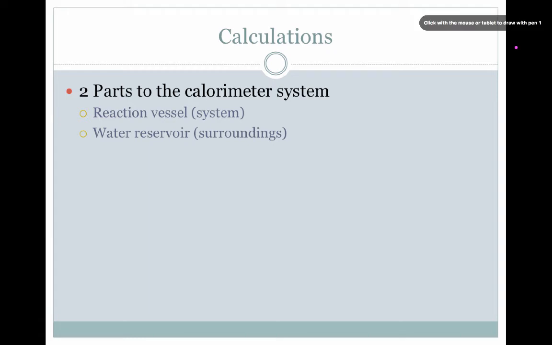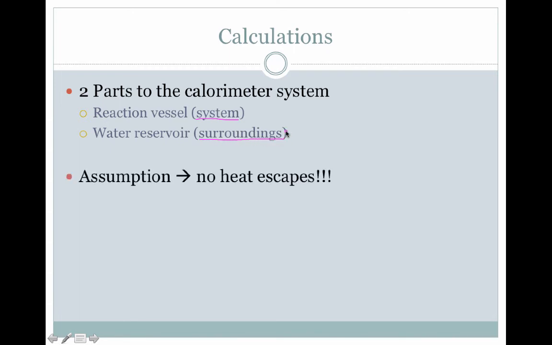There's always two parts to a calorimeter system: the reaction vessel, which is our system, and the water reservoir surrounding it, which is our surroundings. The assumption that we make, and this is key here, is that no heat escapes. This is never actually true, but higher and higher grade calorimeters get closer and closer to this, but this is always going to be a source of error for us in any type of calorimetry measurement we make. We always have a little bit of heat escaping.